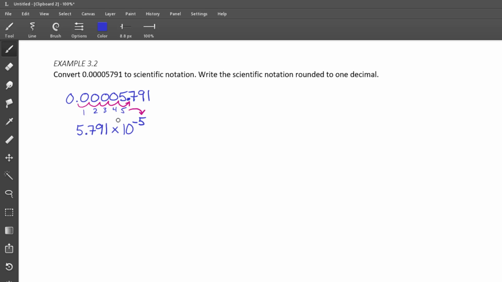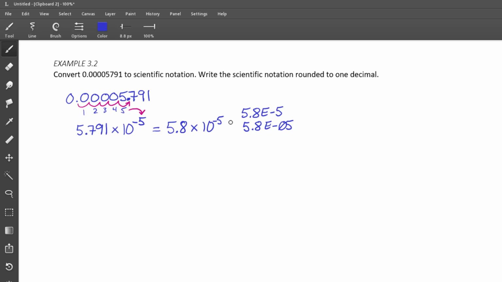Now that I have it in scientific notation, I'm going to go ahead and round it to one decimal. So the second decimal place is 9. That's 5 or greater. So I'm going to round the first decimal place up to 8. What that's going to leave us with is 5.8 times 10 to the negative 5th. Now this could also be written 5.8 e to the negative 5. When you have that negative exponent, that negative symbol always has to be there.